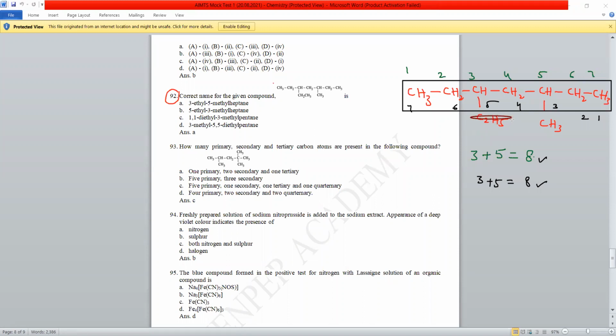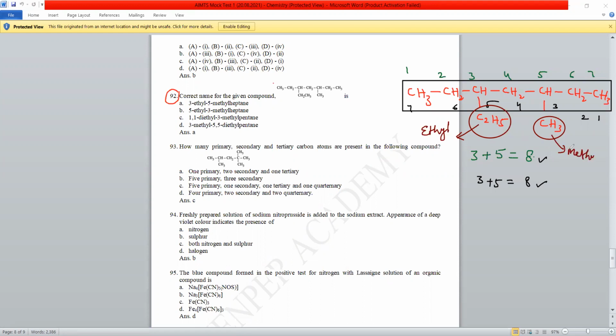So these are the substituents attached here. What are the substituents? Ethyl group is a substituent here, and methyl group is a substituent here. Both are different. Whenever they are different, we have to consider the alphabetical order. So this is the ethyl group, and this is the methyl group.